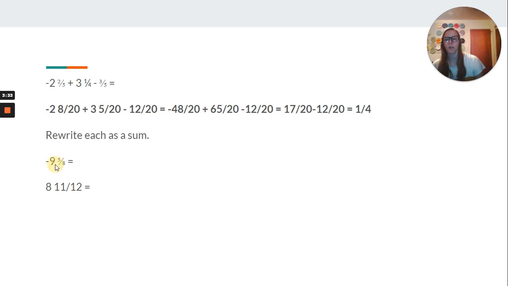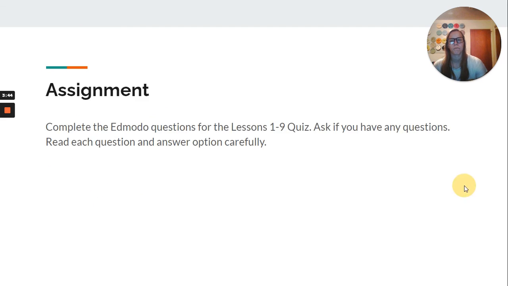Rewriting each as a sum here was breaking it into two numbers, so -9 plus 5/8. And that should actually be plus a -5/8. Again, I apologize for that. And here we have 8 plus 11/12.